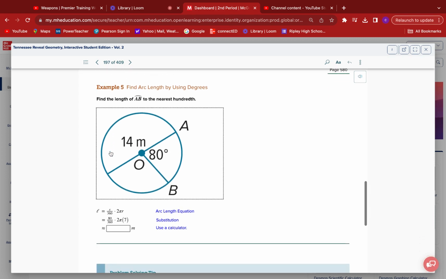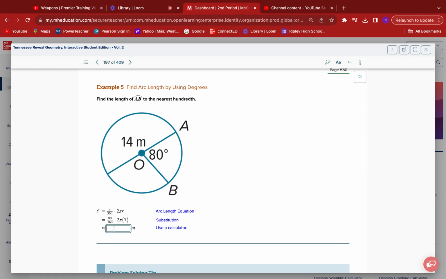All right, so it looks like they did kind of this one for us. They want AB, and that means 80 is your central angle. So we put that over 360 times 2 times pi times your radius. They say the diameter is 14. See how the entire line here is labeled 14, which means my radius is half, 7. Or you can just put 14 pi.